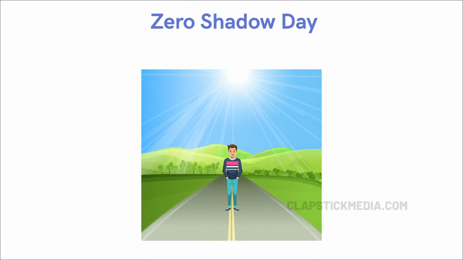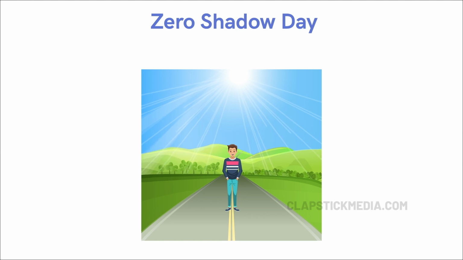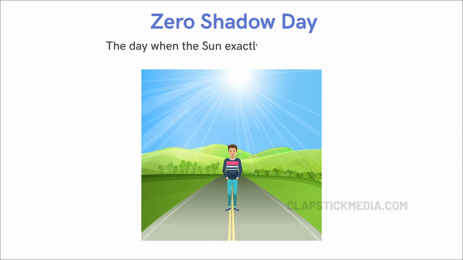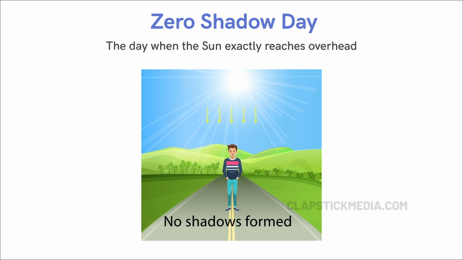Now, moving ahead, let's learn about a fascinating concept known as zero shadow day. As the name suggests, no shadows will be seen on this day. By definition, the day on which the sun exactly reaches overhead is called zero shadow day. In other words, when the sun reaches exactly overhead, it means that the sun rays will fall exactly vertical to the objects on the ground.